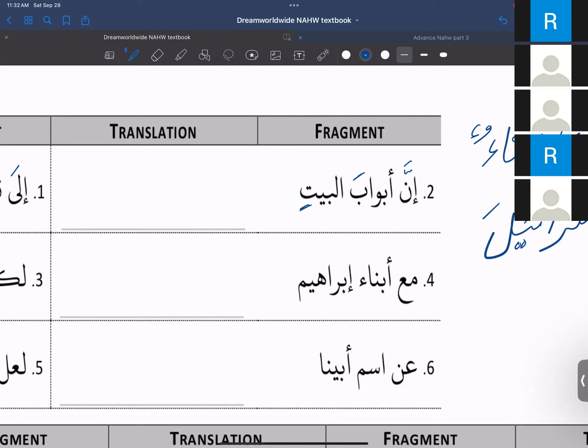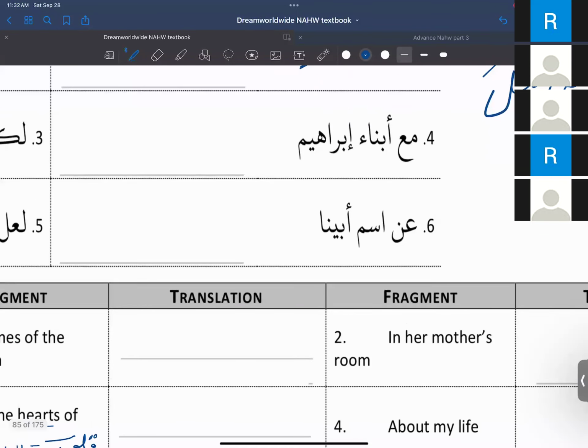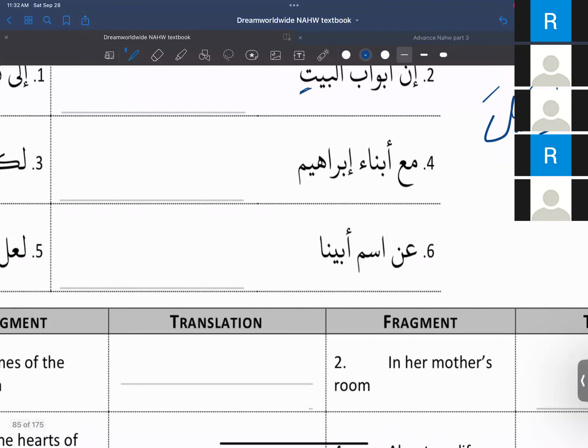Now break it down. Inna is harf, and then abwaba is ism inna. And then abwaba is mudaf, and then albaiti is mudaf ilayhi. Indeed, yes, right. And translation? Indeed, the doors of the house. Yeah, indeed, doors of the house. Inna abwab albaiti. Okay, next one. Let's finish this side here, over here.